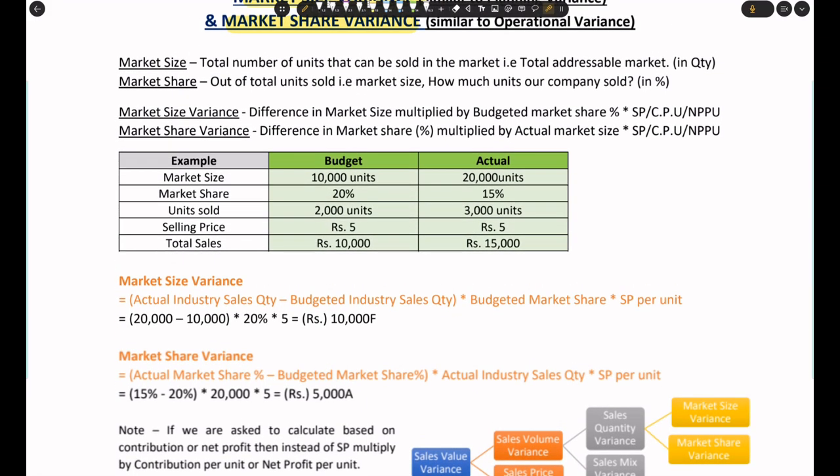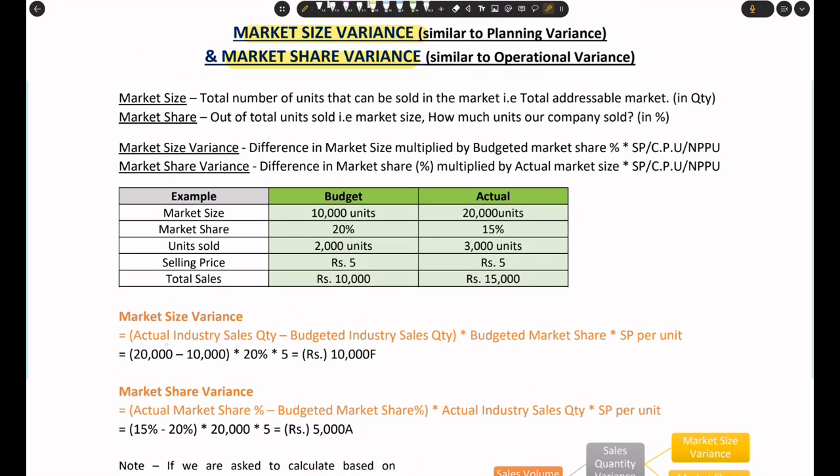Okay, so the market size variance is the actual industry size minus budgeted, the difference between 20,000 and 10,000. We calculate actual minus budget because this is a positive kind of variance from the sales perspective. If the actual is less, the answer will be adverse. If the actual is more, the answer will be favorable. Then the difference is multiplied by the budgeted market share, and multiplied by the selling price per unit, whatever is given, which is 5. Then we get the answer: market size variance 10,000 favorable.